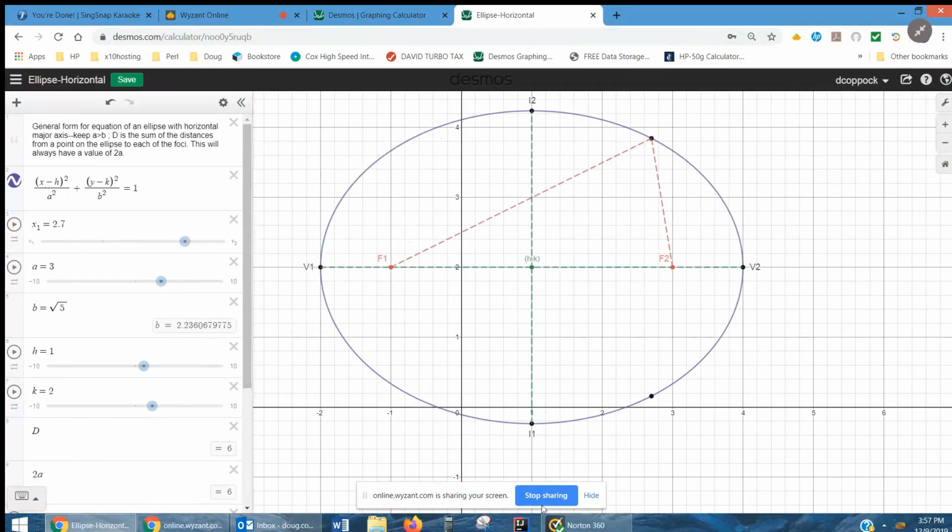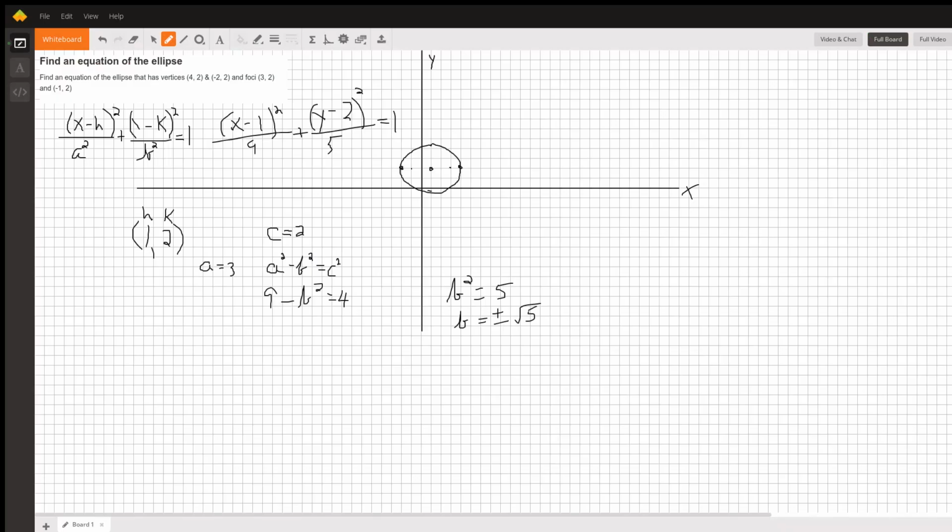Okay, so I hope that gives you an idea of how to find the equation of an ellipse. The important thing is to start by finding the center of the ellipse and then go from there. There you go.